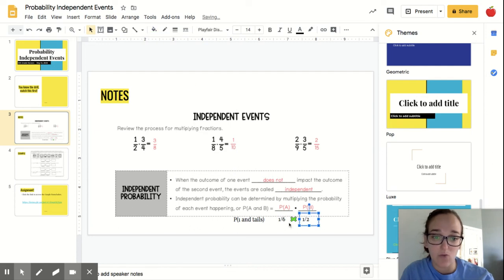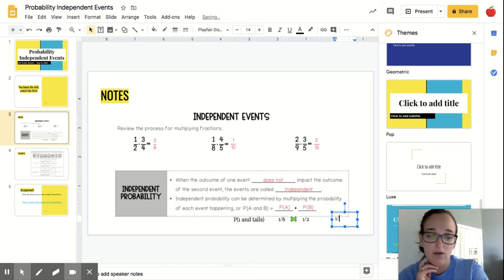Probability of getting a 1 times the probability of getting a tails. So what's my answer going to be? Up here, I've got some review of how to multiply fractions. Remember that when you're multiplying fractions, you multiply straight across and then you simplify. So 1/6 times 1/2 would give me 1/12, because 1 times 1 is 1, 6 times 2 is 12. And that cannot be simplified, so that would be my answer.